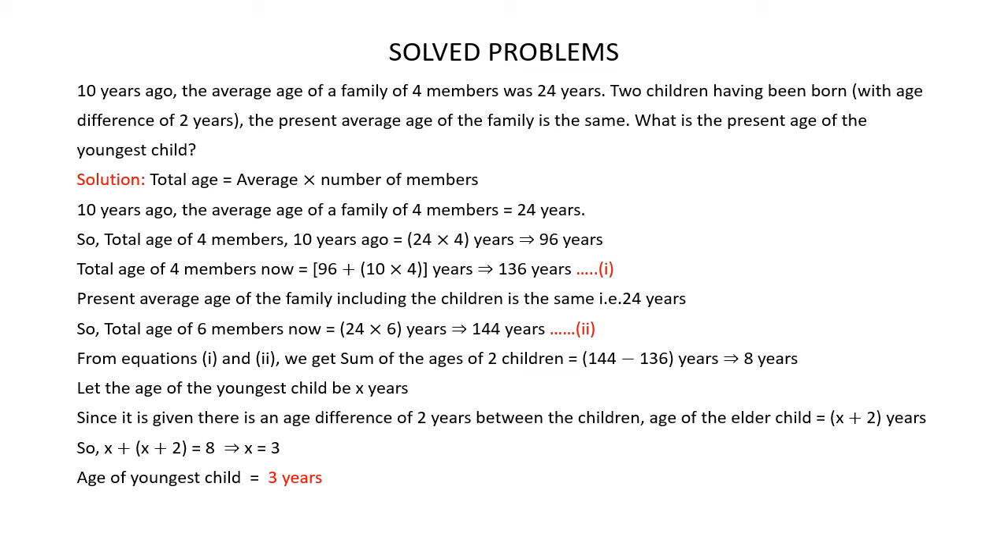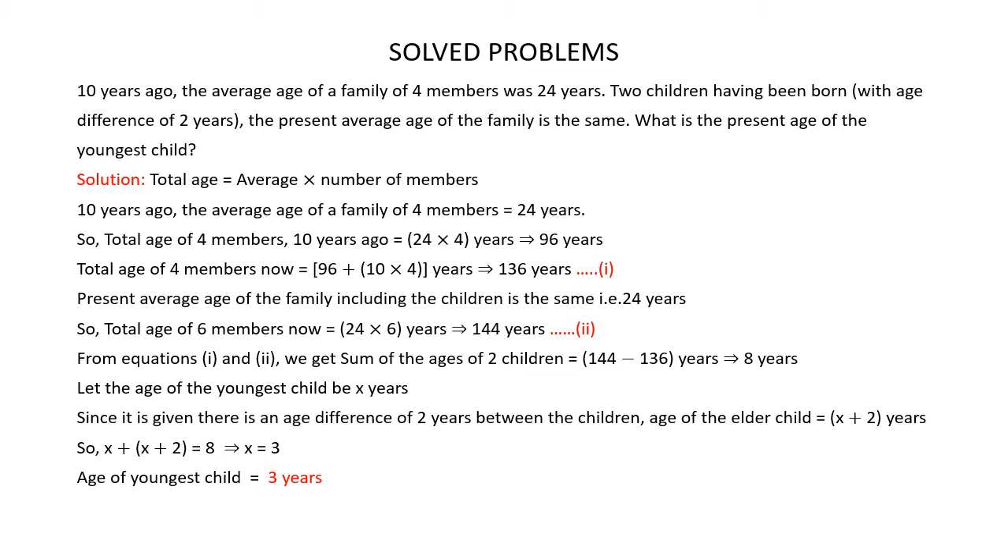Now it's given that the present average age of the family, including the children, is the same. That is 24 years. So total age of 6 members now is equal to the average age of the 6 members now multiplied by the number of members, which is 6. So 24 multiplied by 6 is 144 years. Now this is the equation 2.